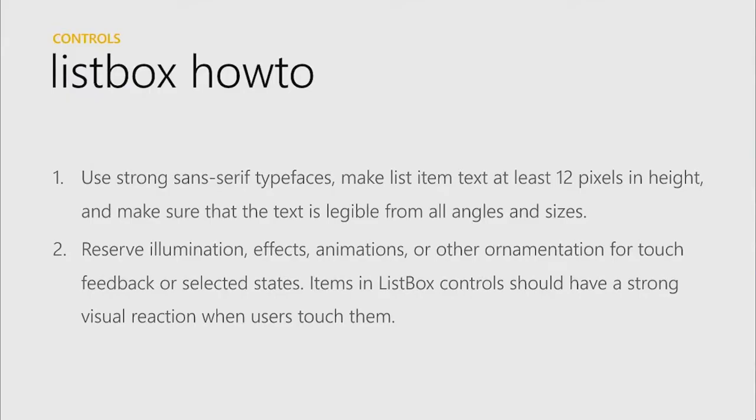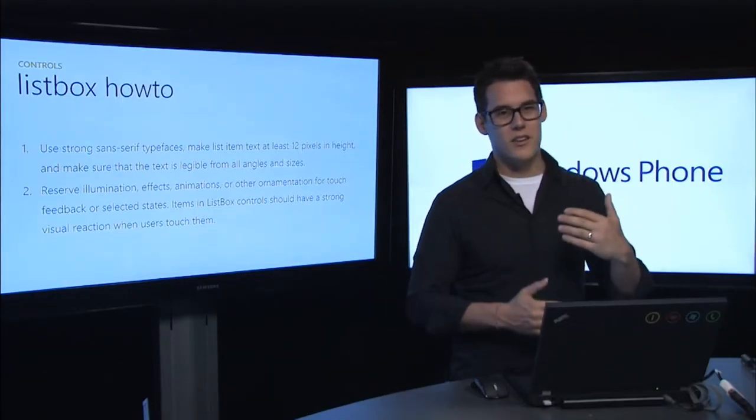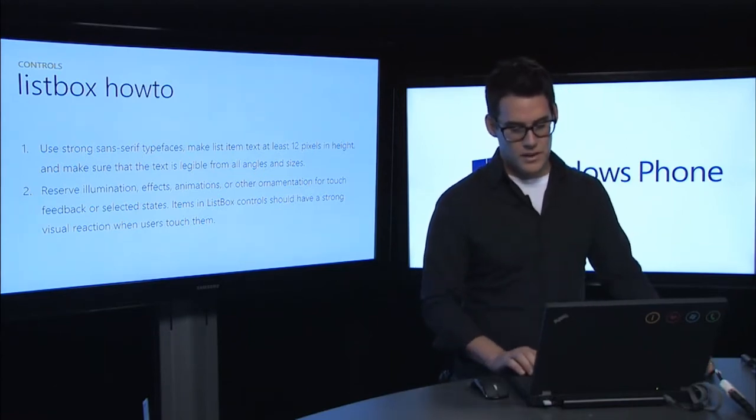So, a couple of list box how-tos. Use strong sans serif typefaces. Make list items and text at least 12 pixels in height, and make sure that the text is legible from all angles and sizes. That's very important for any UI element. And then reserve your illumination effects and animations for the selected item when it comes to your list box. Don't have all the items illuminated or different colors and things like that. Just really focus on the selected one.